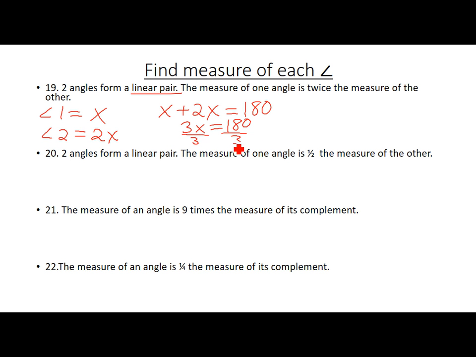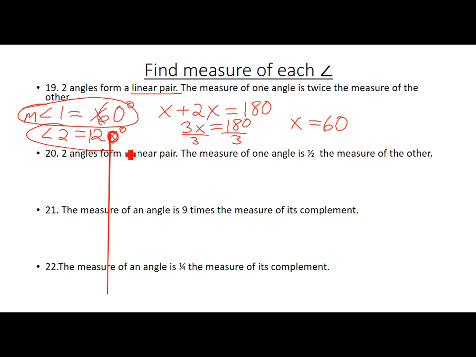What's X come out to be? 60? Is that our answer? They said find the two angles, right? So what's the measure of angle 1 here? 60 degrees, that's one of our answers. Measure of angle 1 equals 60 degrees. What's the other one? 120 degrees. That's the measure of angle 2, so 60 and 120.